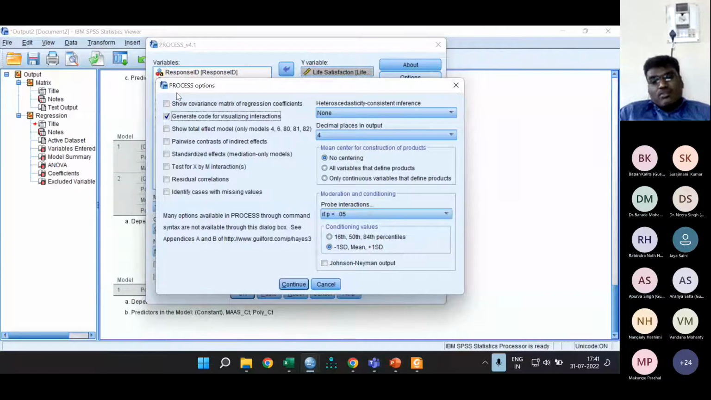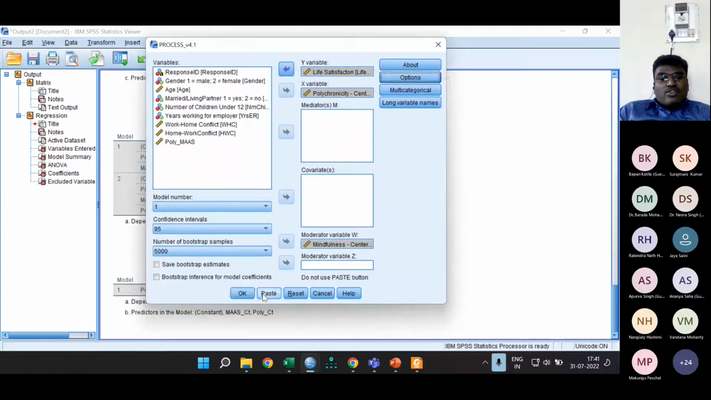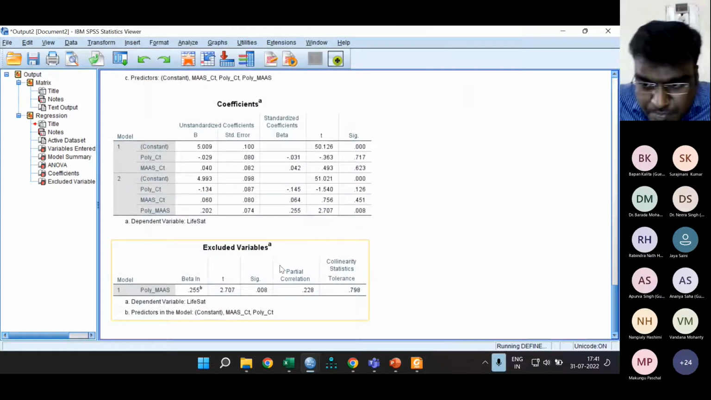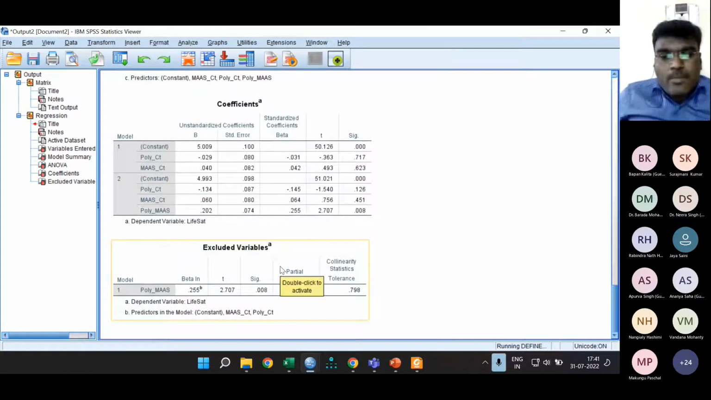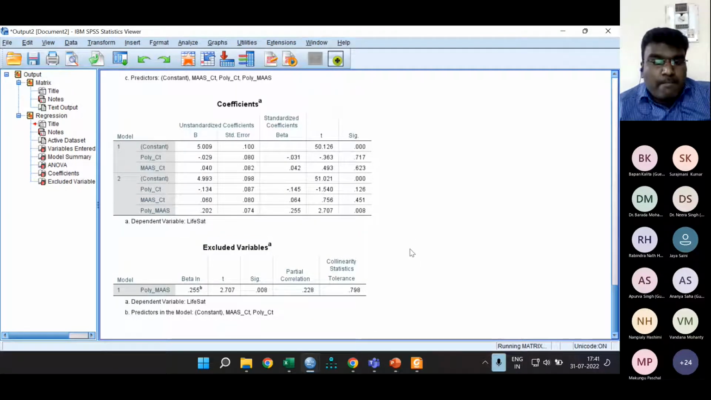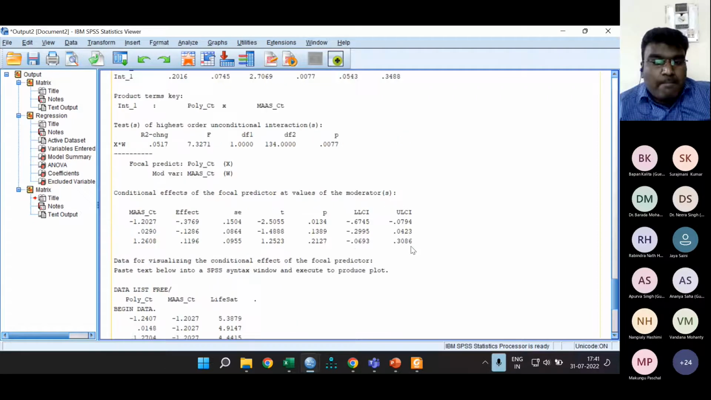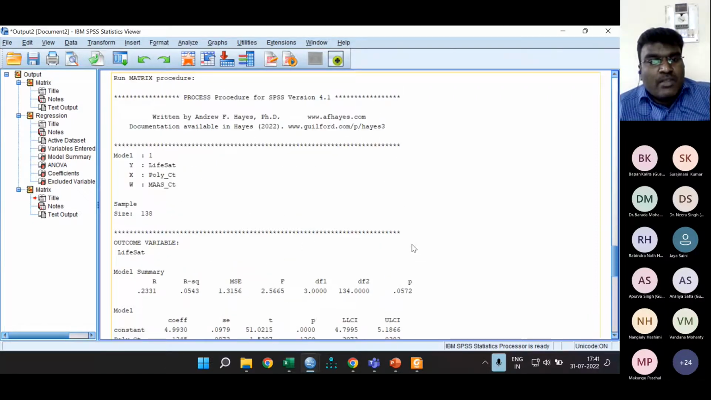SPSS itself. Let me show you that. Click continue, click OK. Now we got the output.